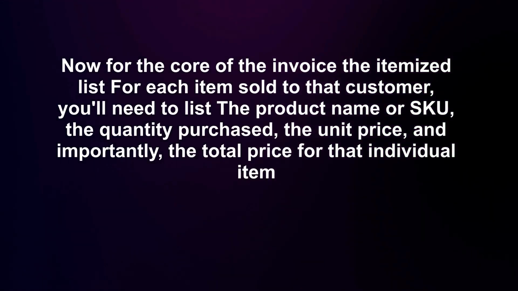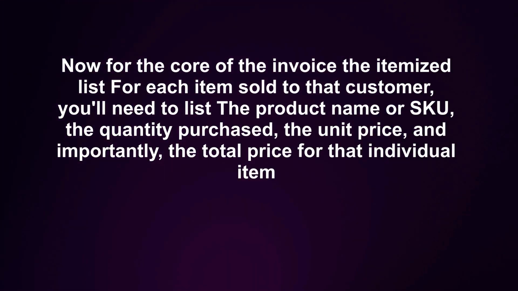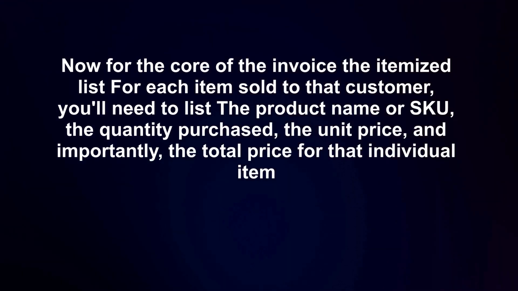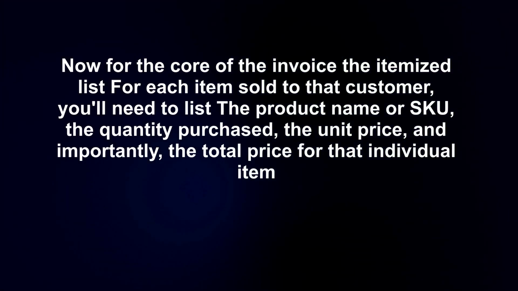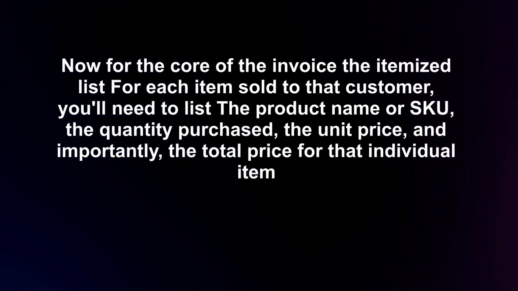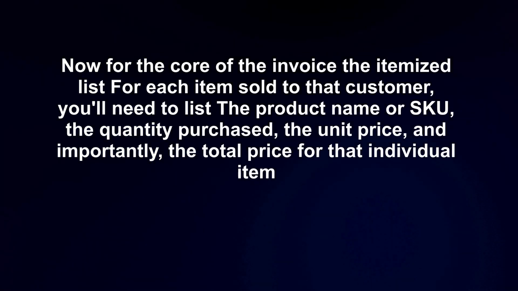Now for the core of the invoice, the itemized list. For each item sold to that customer, you'll need to list the product name or SKU, the quantity purchased, the unit price, and importantly, the total price for that individual item.